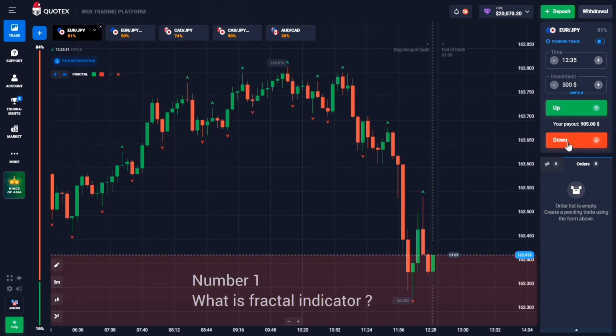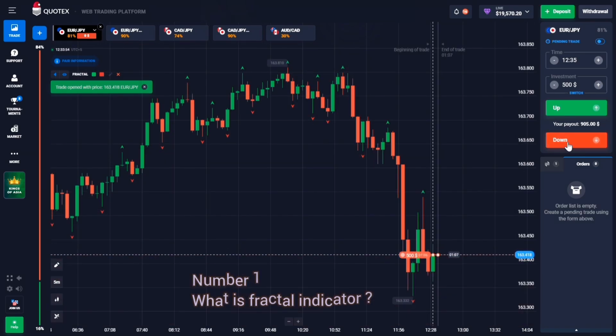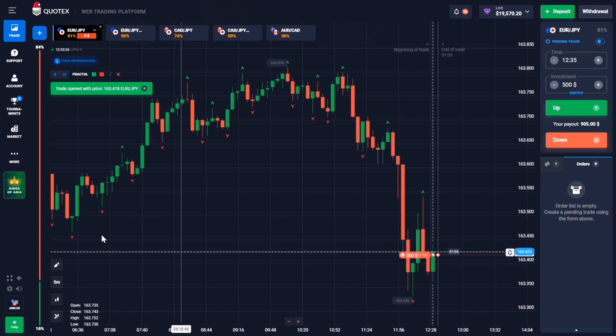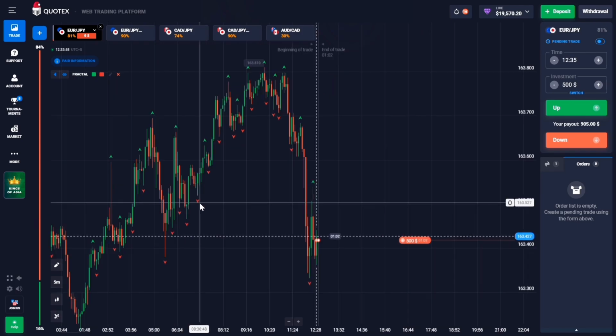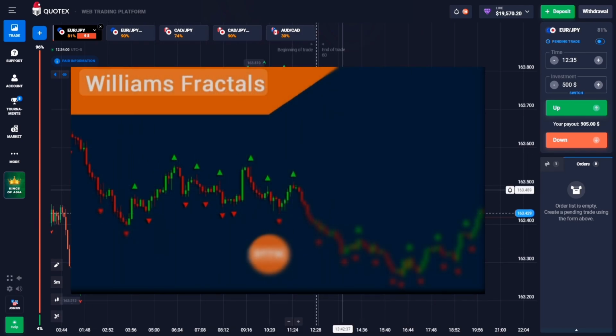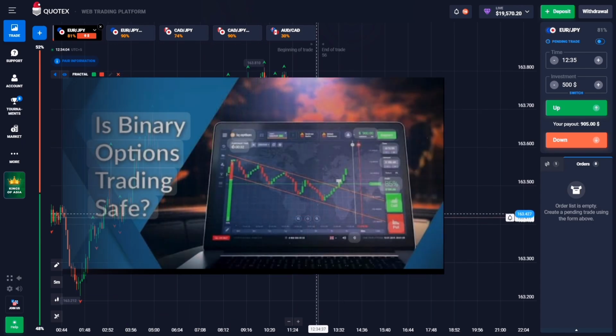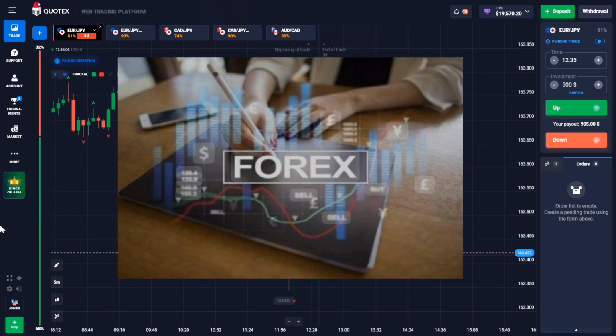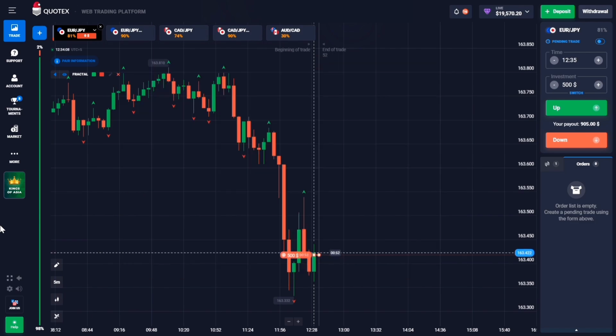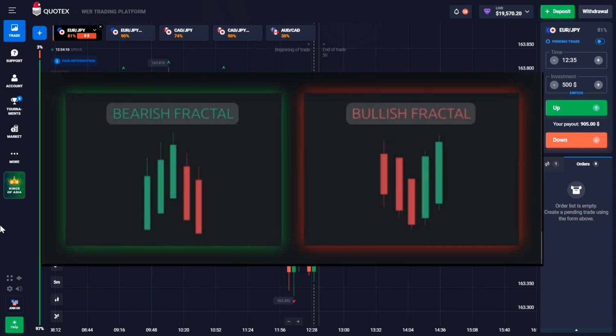Number 1. What is the fractal indicator? Fractal indicator is a technical analysis tool developed by Bill Williams to identify potential reversal points in the market. It is widely used in binary, Forex, and other financial markets. Fractals are patterns that consist of at least 5 bars and indicate possible turning points in price action.